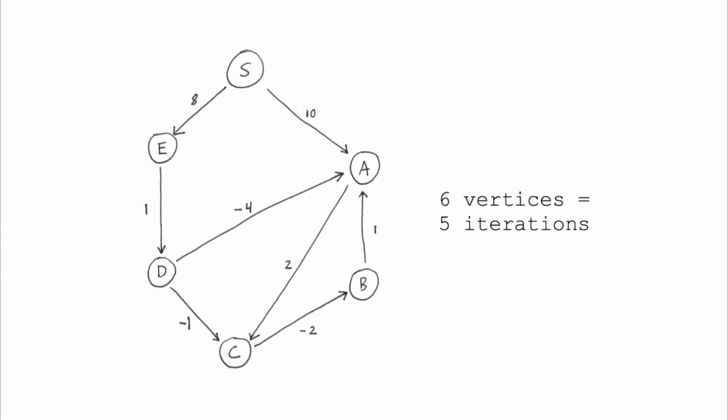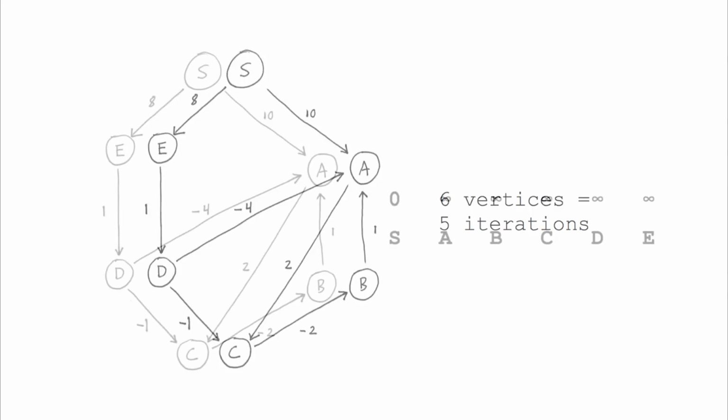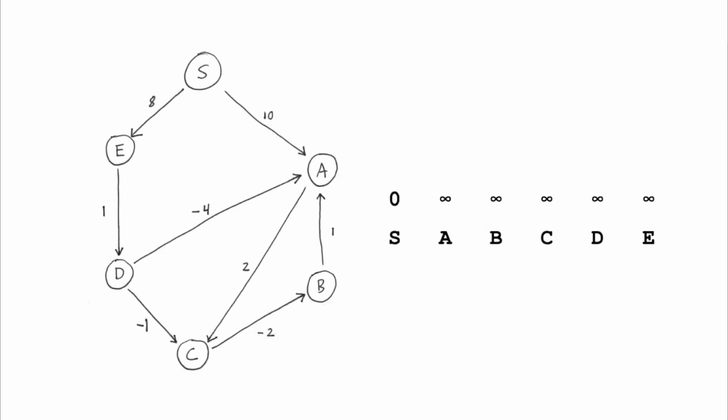We'll use the following graph for our example. Notice there are 6 vertices, so we'll need to do 5 iterations. S will be our starting node. To begin, we'll make a table on the right to keep track of distances. We set 0 as the distance to S and infinity for the rest of the nodes. We're ready for our first iteration.